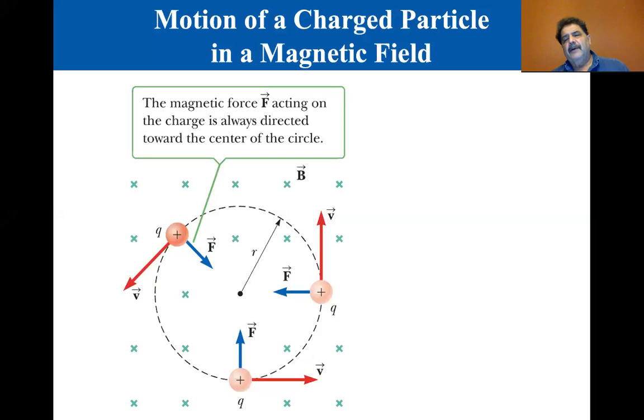Okay, we are on section 19.4, motion of a charged particle in a magnetic field. Let's share the PowerPoint. Now, a few things we need to get straight, and that's these little green X's.